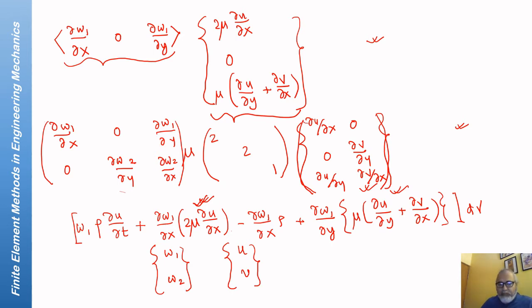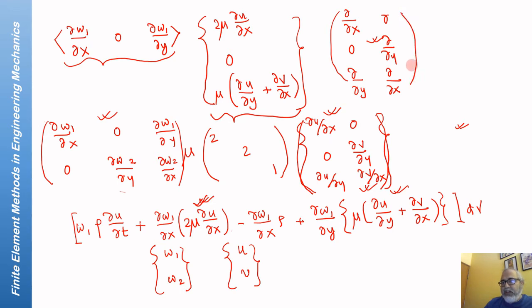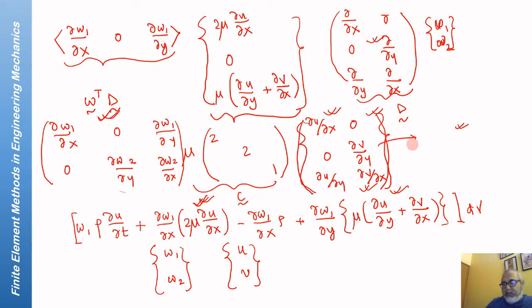And the beauty of this equation is this form and this form are the same. Both of them are this operator matrix. This operator matrix times UV, either UV, which gives you this, or you replace UV by W1, W2, you get this or the transpose of this. So if I call this operator matrix D, this is actually W transpose D. This whole thing we will give a name C. And this is actually D times V, where V is this vector.